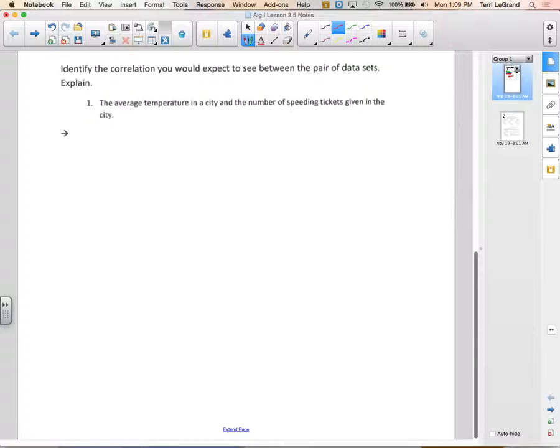Carly? You're going to disagree. Okay, what do you think it should be then? Well, when it's icy, people would speed less. Okay, so you're saying that as the temperature goes down, so would the number of speeding tickets go down, or vice versa. As the temperature goes up, so would the number of speeding tickets. I mean, kind of. Yeah. Okay, now, does this say in North Dakota? But it could be anywhere.